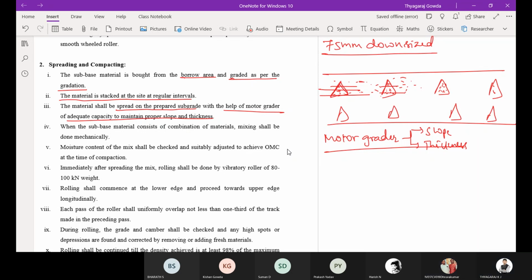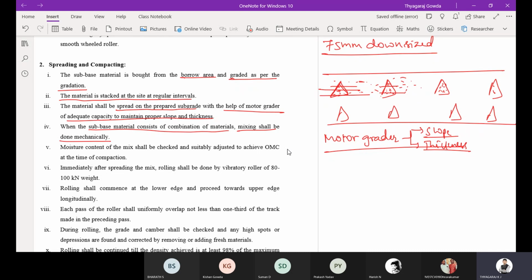Yes, sir. The same thing, the motor grader will be there. We have to spread the aggregates to the required slope and thickness. Then when the sub-base material consists of a combination of materials, mixing shall be done mechanically. So when we are mixing the sub-base with soil, or crushed stone or crushed concrete, when two or more materials are there in this GSB layer, you have to mix it mechanically.